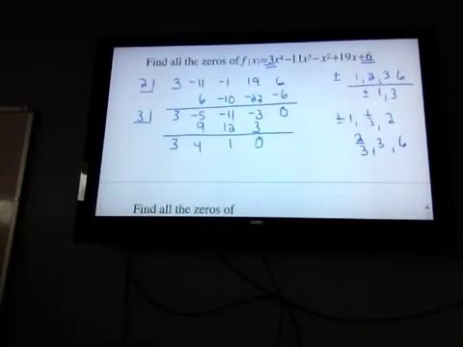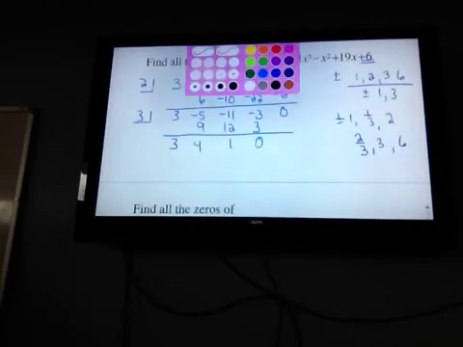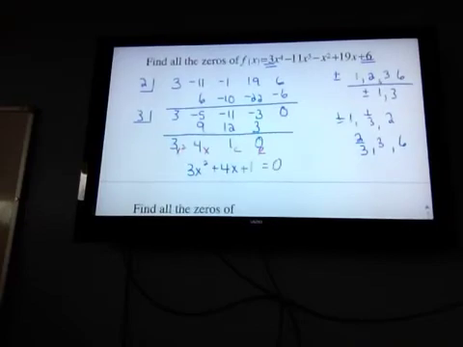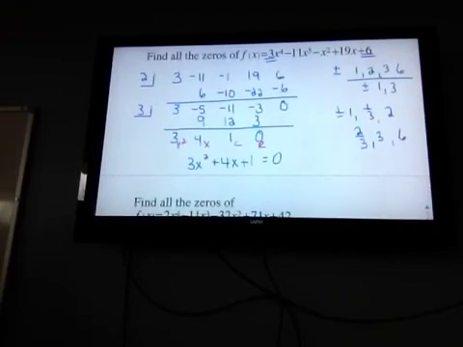So now I get my remainder, constant, x squared. So I have 3x squared plus 4x plus 1, set that equal to 0, and we factor that. 3x, 1x, I only can choose 1 and 1, so that's going to work. There's only one choice for all of that.